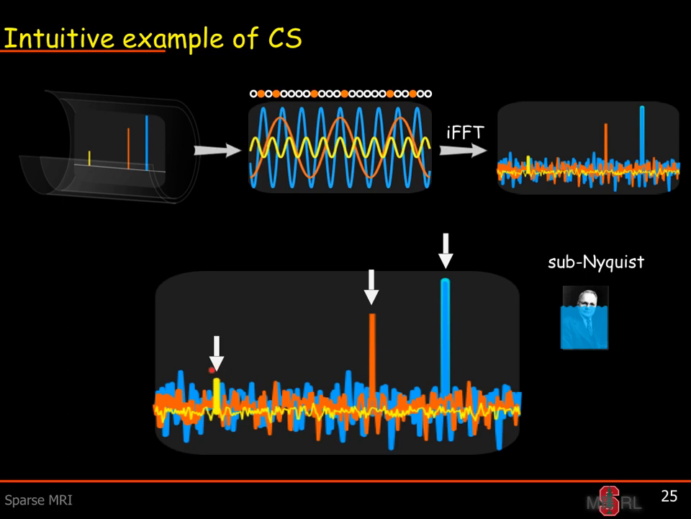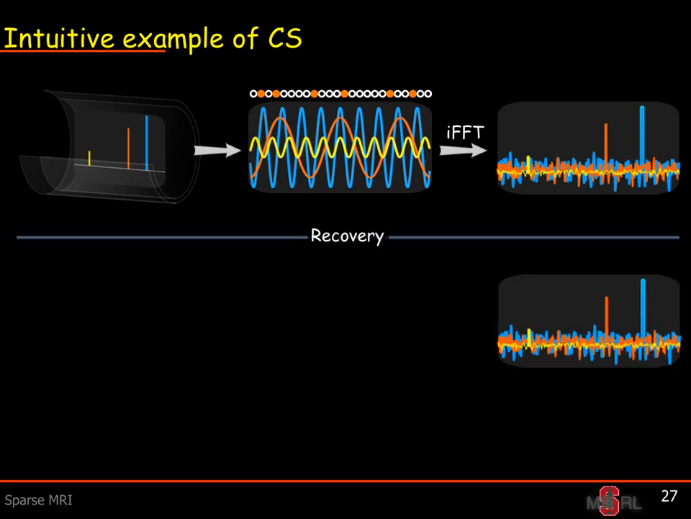Okay, but now we can start to make some progress, right? Because at least the stronger features will be above the aliasing in general. And again, the aliasing here looks like random noise. But of course, it's not noise. So how can we get the signal back?